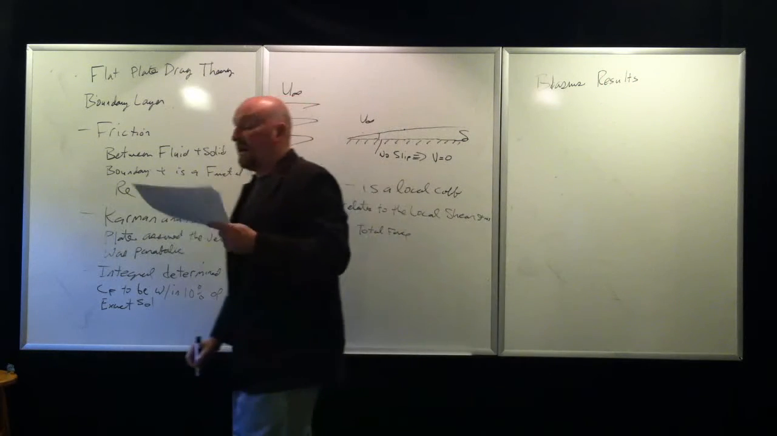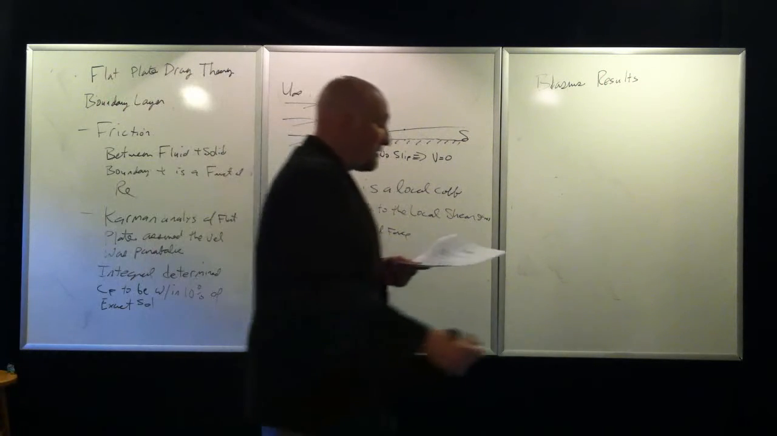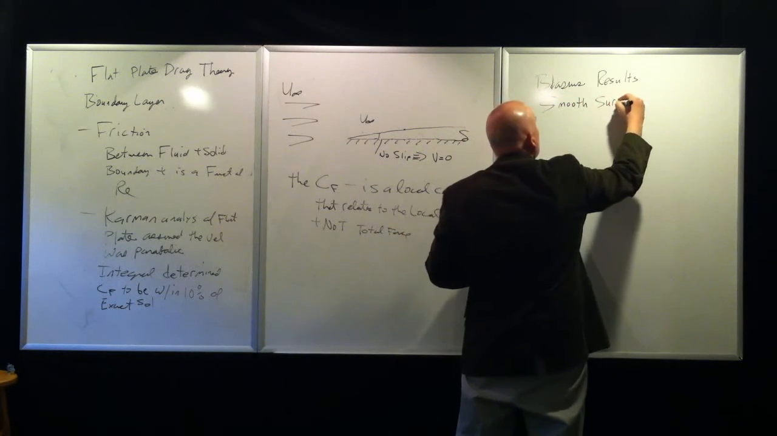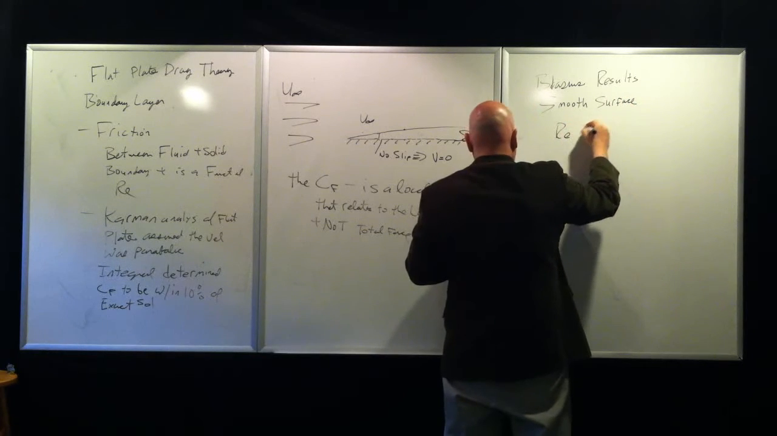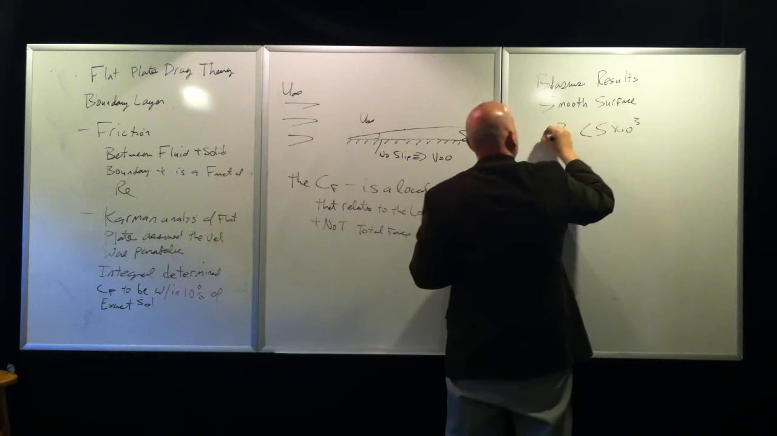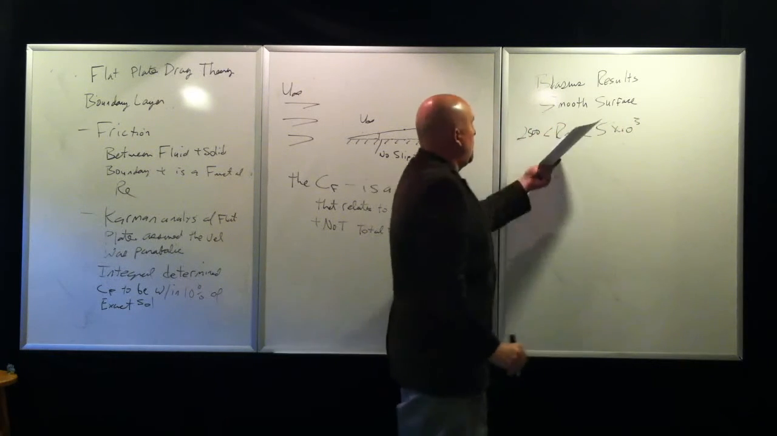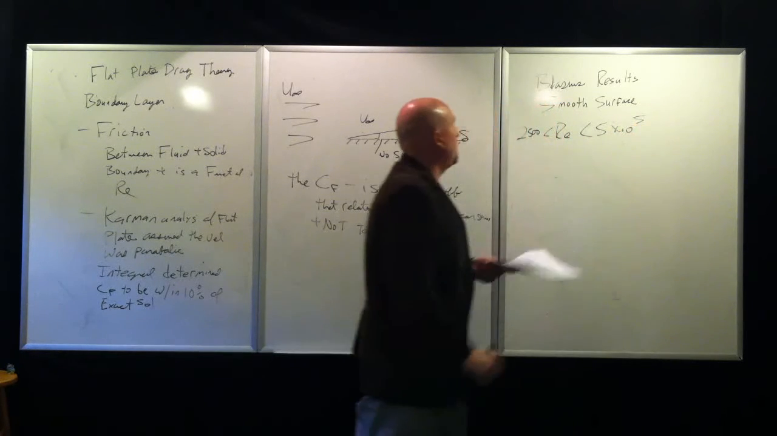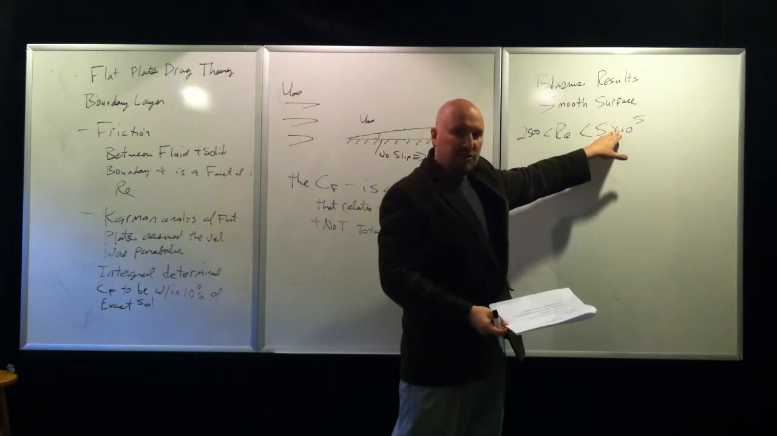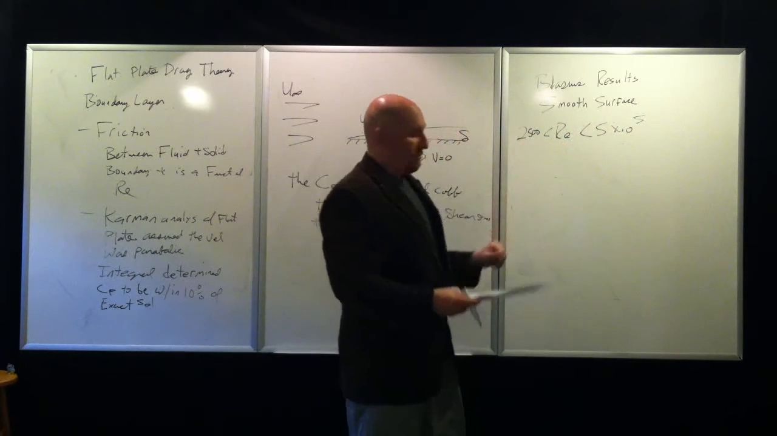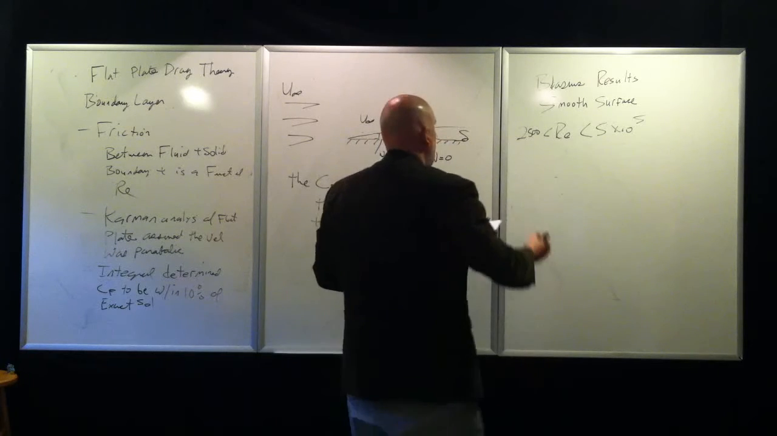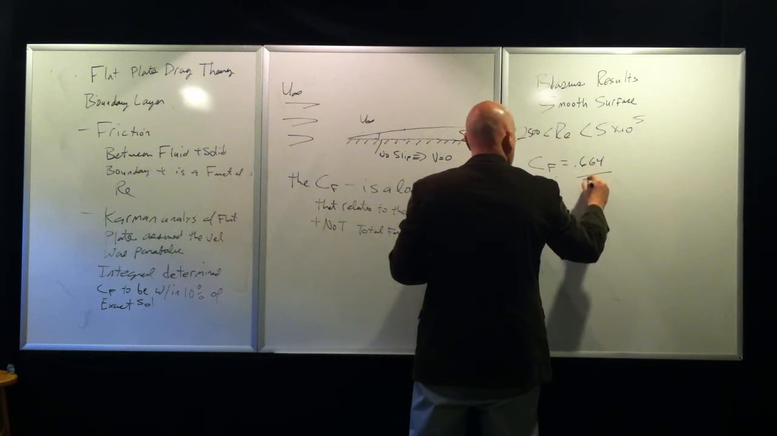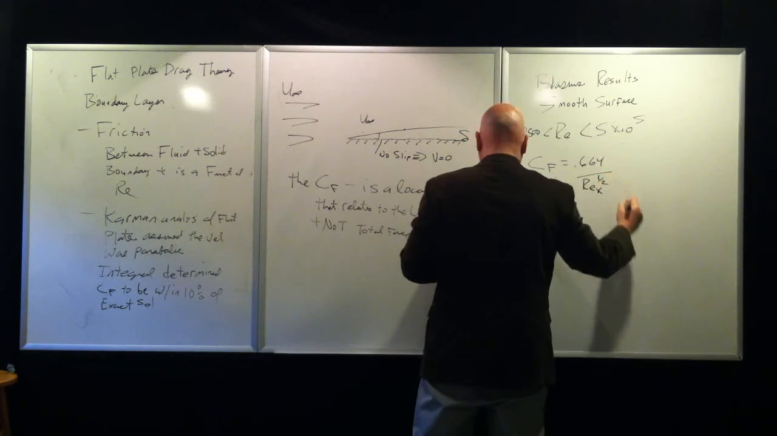Blasius performed an analysis and came up with results for a smooth surface and a Reynolds number within the range greater than 2500 and less than 5 times 10 to the 5th. Again, this is where you transition to turbulent flow, laminar flow, and creeping flow. And he determined that the local coefficient of friction is 0.664 divided by Reynolds number at a position x to the 1/2.